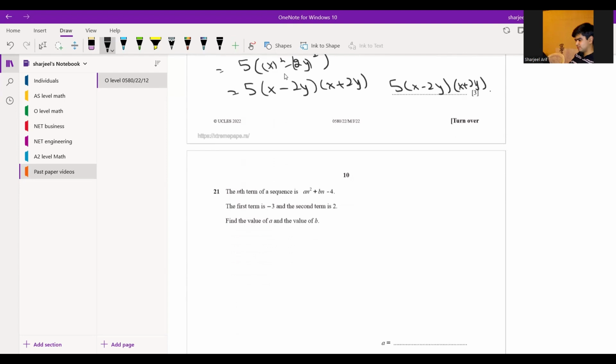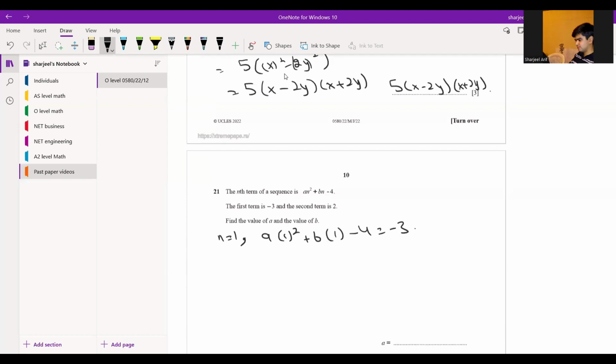For the 21st question, it's a sequence question. The nth term of sequence is a n square plus b n minus 4. The first term is minus 3, and second term is 2. We have to find the values of a and b. So when n is equal to 1, answer would be equal to minus 3. So we will write 1 here.